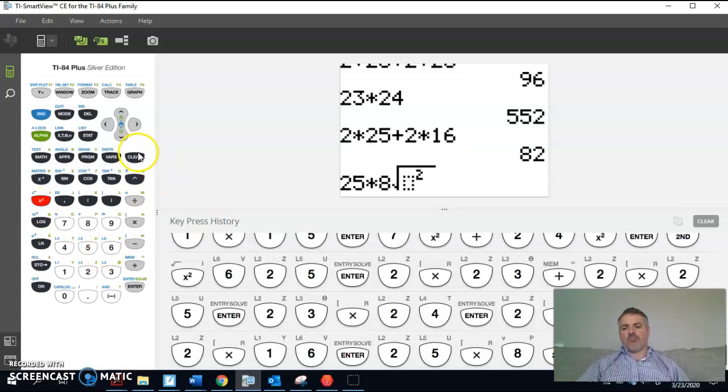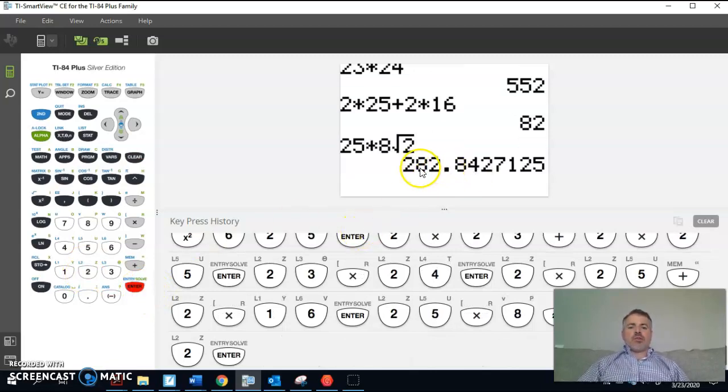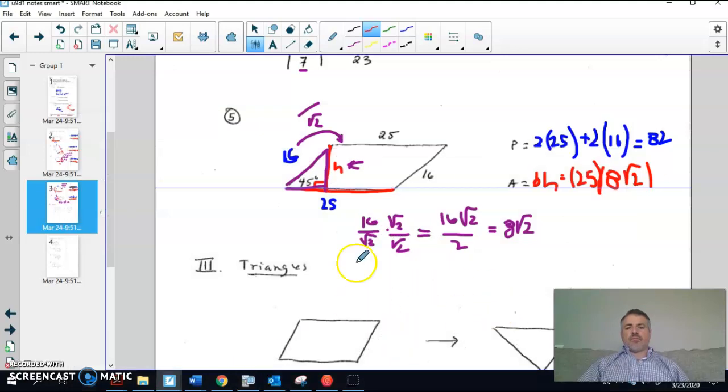Nope, don't want to do that. 8 root 2. So I'll round it to the 10th, so I'll call that 282.8. So 282.8 is the area. So that was our last parallelogram.